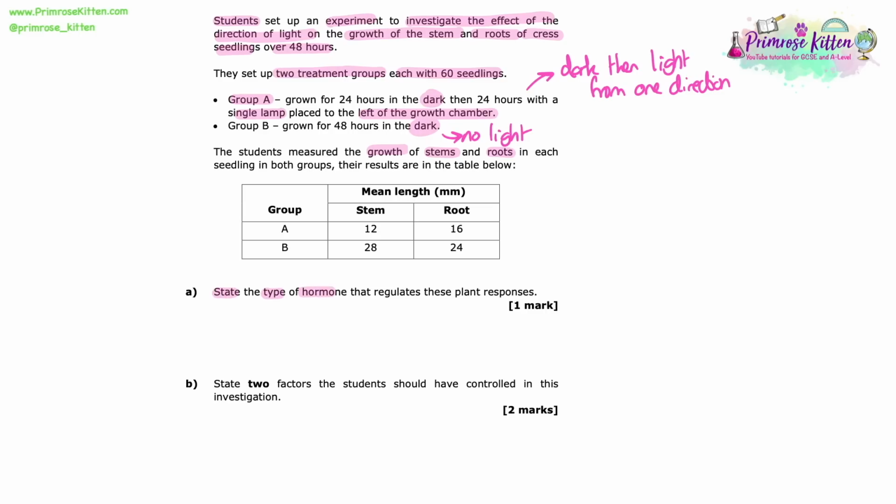State the type of hormone that regulates these plant responses. So clearly we're looking at the response of roots and shoots to light, so we're talking about phototropism. We could also be thinking about gravitropism because they are connected in this way, but what we're thinking about mostly is the fact that it's affecting the growth of the shoots and the root tips. So what group of hormones does that? It's auxins. You can put indoleacetic acid in there, IAA, all of those count because they're all correct answers here.